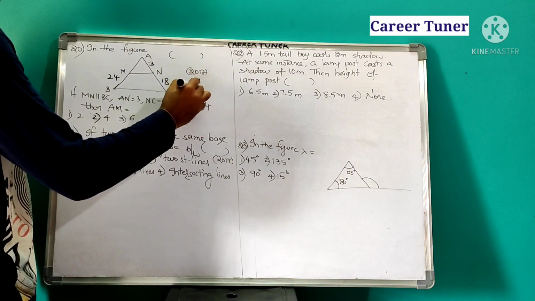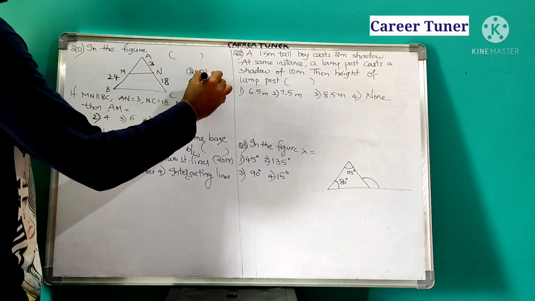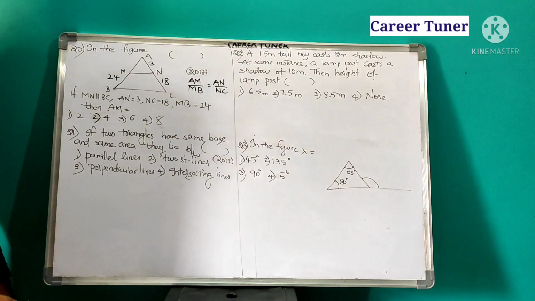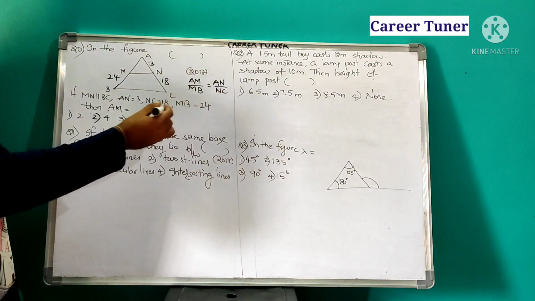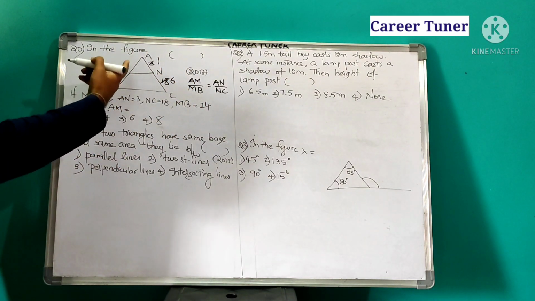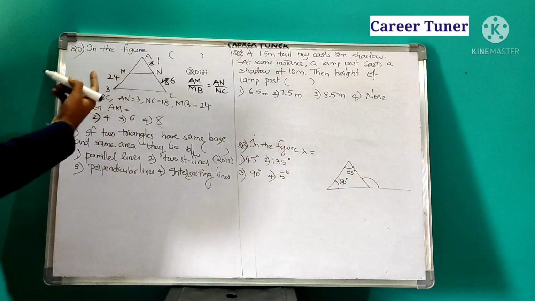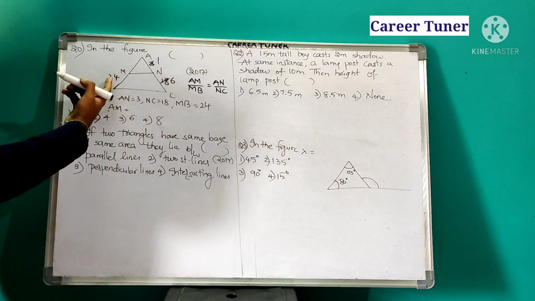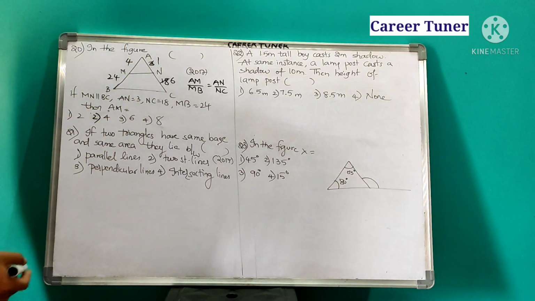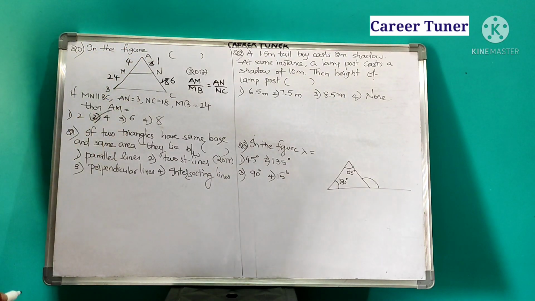AM by MB is equal to AN by NC. Now, you see, what is the ratio of AN by NC? 3 ones are 3, will go for 6 times. So, here also it should follow the same ratio, 1:6. So, this 6 parts is equal to 24, then 1 part will be equal to how much? 4 simply. So, what is the answer? The second one will be your answer.